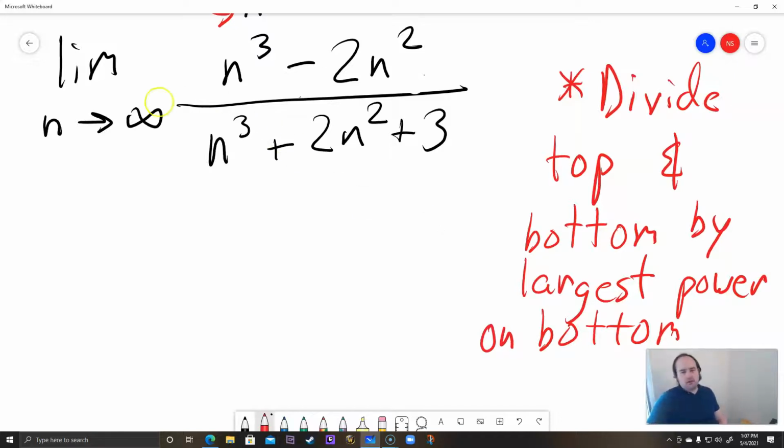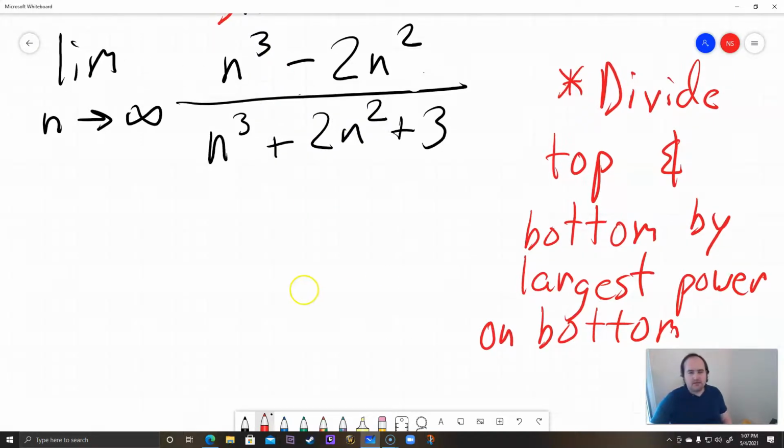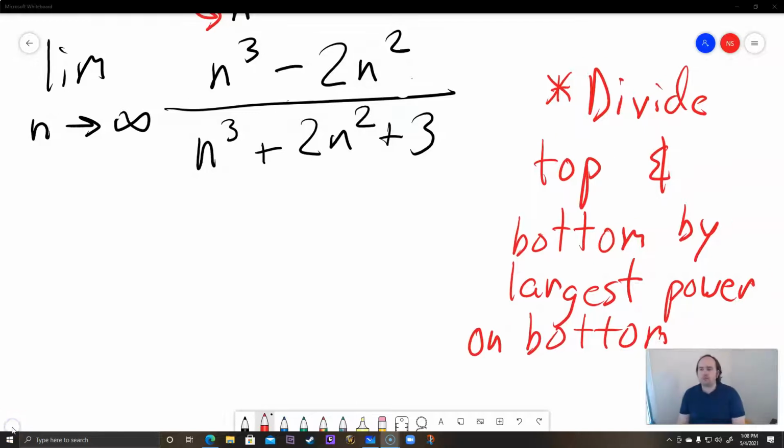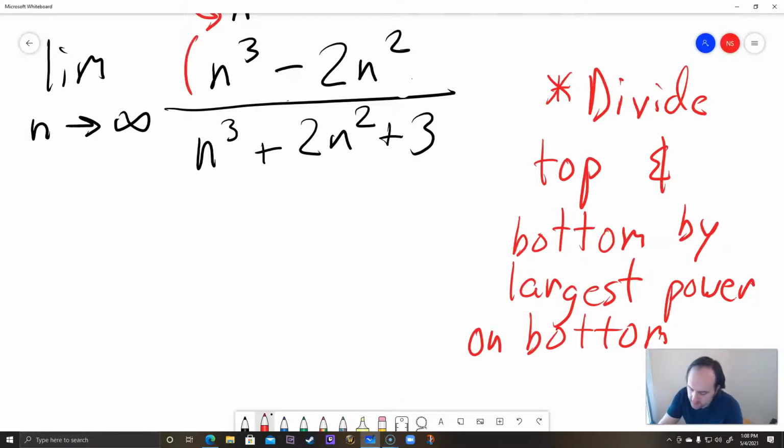Okay, so here the largest power in the denominator we can see is actually 3. So we divide the top and the bottom by the largest power on the bottom, which is n cubed. Remember, dividing is the same as multiplying by the reciprocal. So we're going to multiply the top and the bottom by 1 over n cubed.